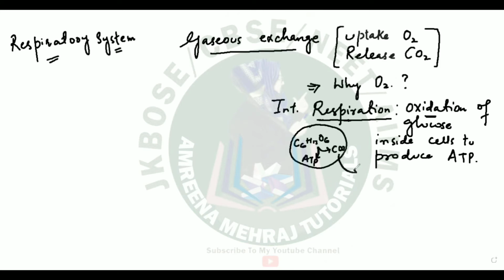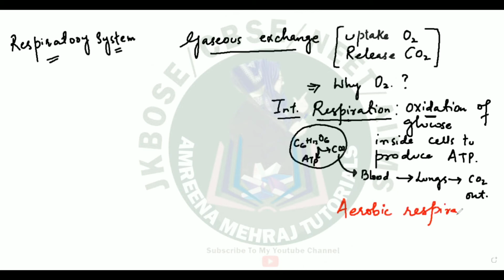The same carbon dioxide is then sent to the blood, and then it comes to the lungs, and then you throw this carbon dioxide out. Now you have a chain. If you want to perform the breakdown of glucose, the oxidation of glucose to produce ATP, you require oxygen. Such a type of respiration you have understood in lower classes. What we call this respiration is aerobic respiration.